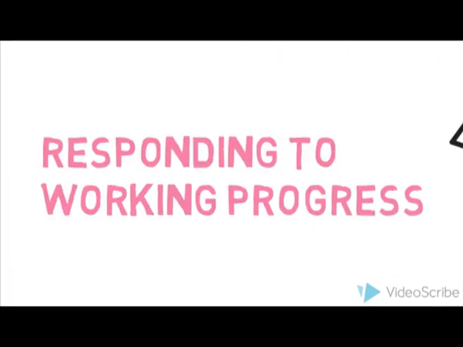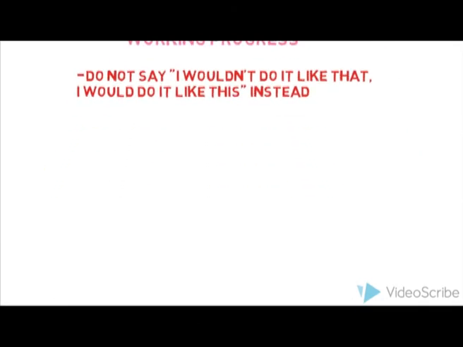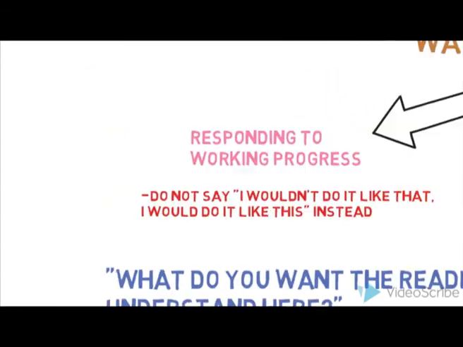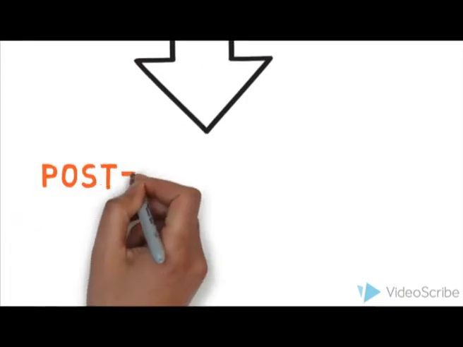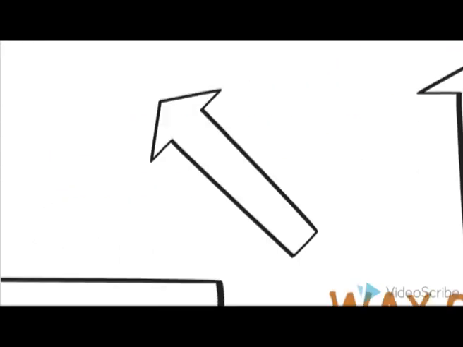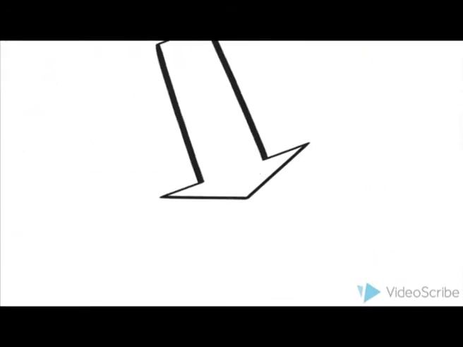Ways of responding to students' work. Responding to work in progress. Do not say, I wouldn't do it like that, I would do it like this instead. Or ask, what do you want the reader to understand here? Other ways are responding by written comment, post-it statements, and if you can't give face-to-face feedback, try taped comments, also electronic comments, and peer review.